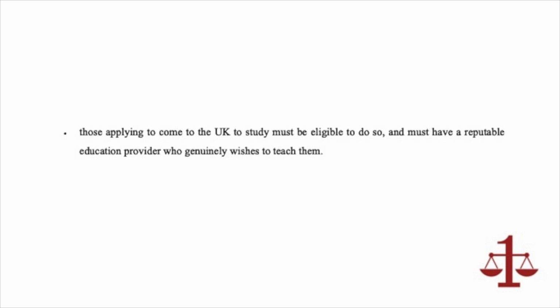The student sponsor license regime is based on two basic principles: that sponsorship is a privilege and not a right, so those who benefit most directly from student migration, so the education providers, must help to prevent the system from being abused, and that those applying to come to the UK to study must be eligible to do so, and they must have a reputable education provider who genuinely wishes to teach them.